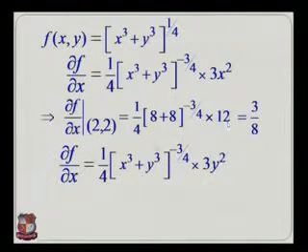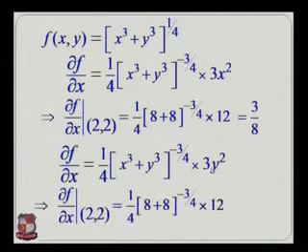Similarly, if we find the derivative with respect to y, it is 1 by 4 (x cube plus y cube) raised to power minus 3 by 4 into 3y square. So, if you find the value of del f by del y at 2, 2, that is equal to 3 by 8, as the function is symmetric in the variables. So, the derivative at the same point, that is why the answers of del f by del x and del f by del y are both equal.